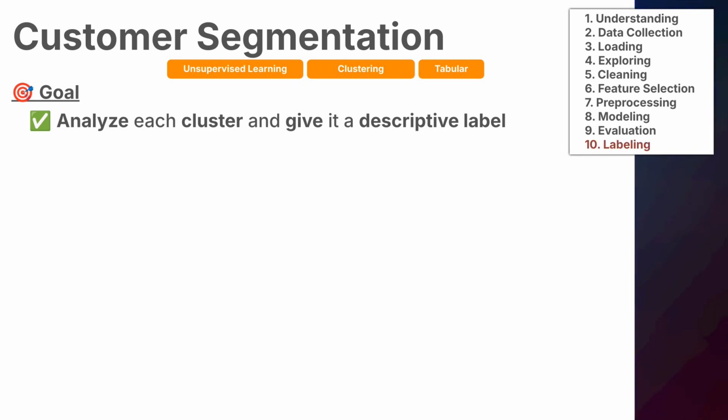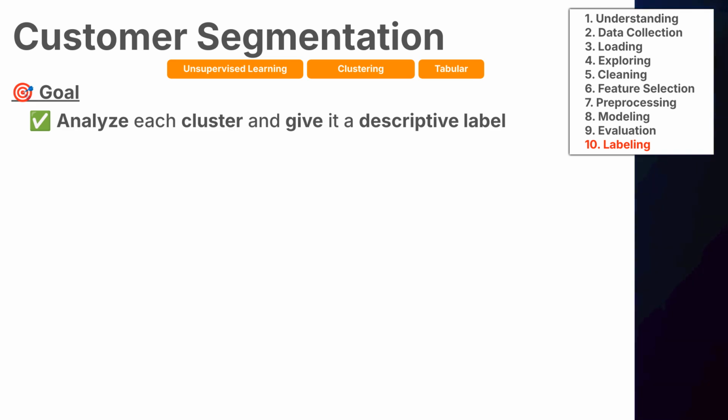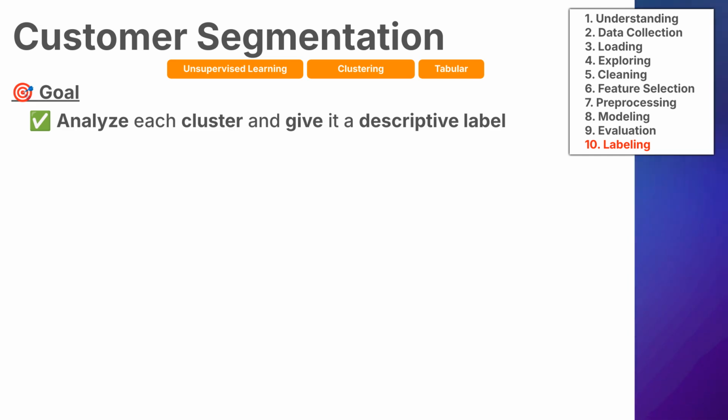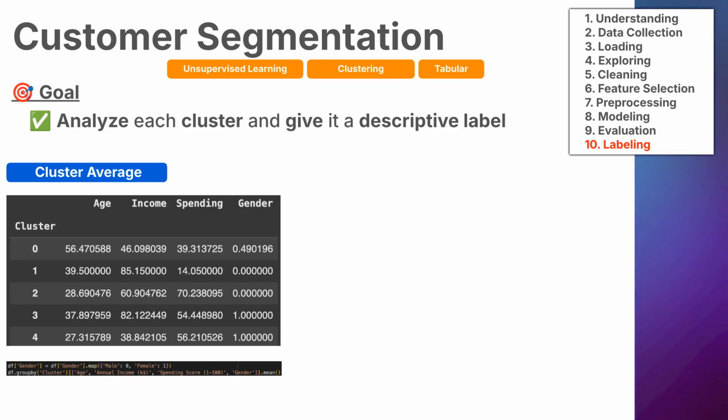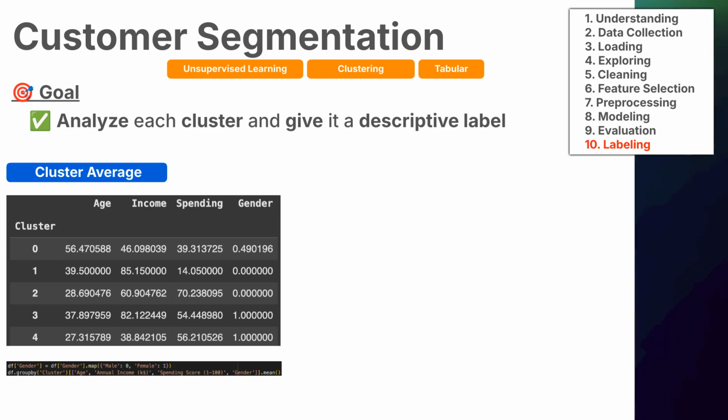Ten, labeling. The goal is to analyze each cluster and give it a descriptive label based on customer behavior. This helps businesses easily understand and act on the segmentation. Let's check the cluster averages per cluster using the group by method. This helps identify patterns like, are they young or older? Do they earn a lot or a little? Are they high or low spenders? What's the gender ratio?